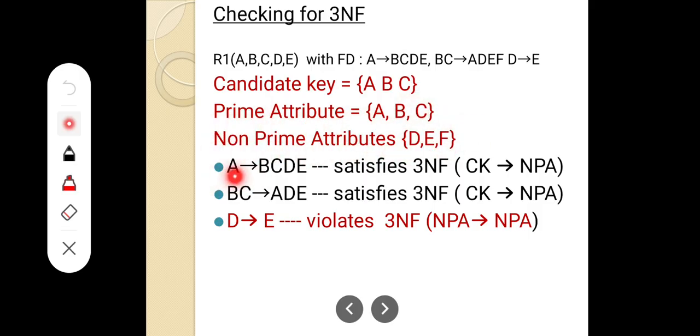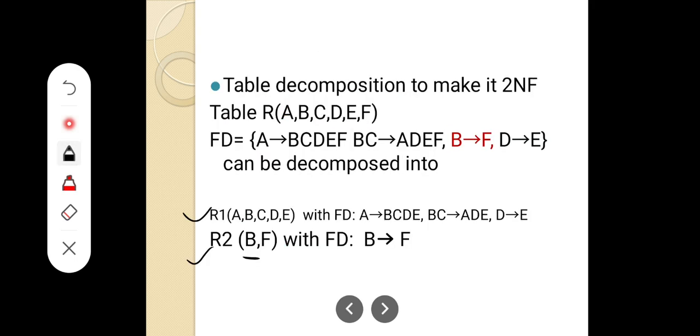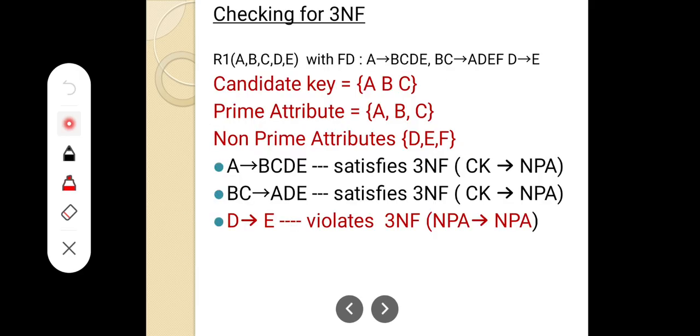So A determines B, C, D, E. A determines B, C, D, E. Is it okay? Because we have set this A as the candidate key. So this is the candidate key. Okay, look here at this LHS. So what is LHS? LHS is a super key or a candidate key. So here LHS is a candidate key, so it satisfies 3NF.